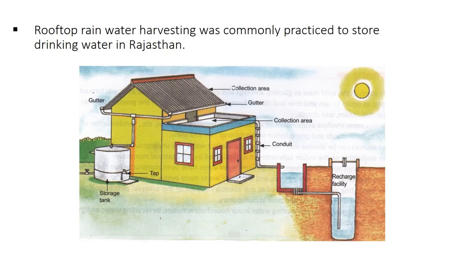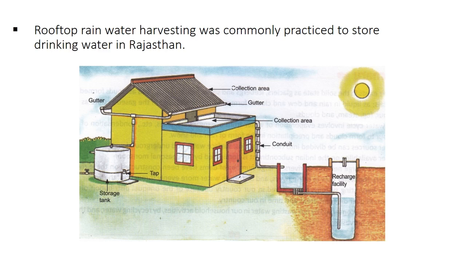Next is rooftop rainwater harvesting, which was commonly practiced to store drinking water in Rajasthan. Now, to store the rainwater, they start rooftop rainwater harvesting. And how this works, you can see the picture. Now, see first one, that is a collection area on the roof. The rainwater comes on the roof, and that water is collected by the gutter. You can see a small pipeline, right? A very thin pipeline is there, and through the gutter the rainwater goes directly into the storage tank, right?